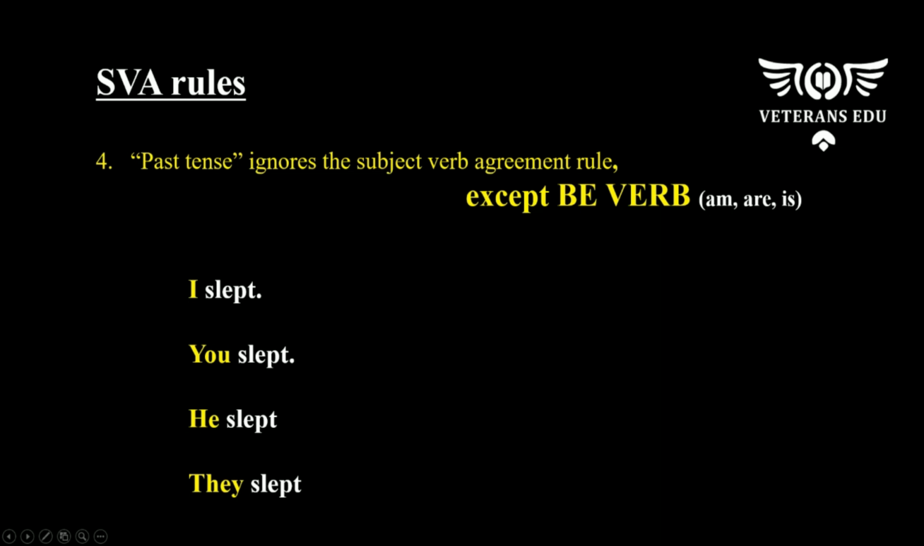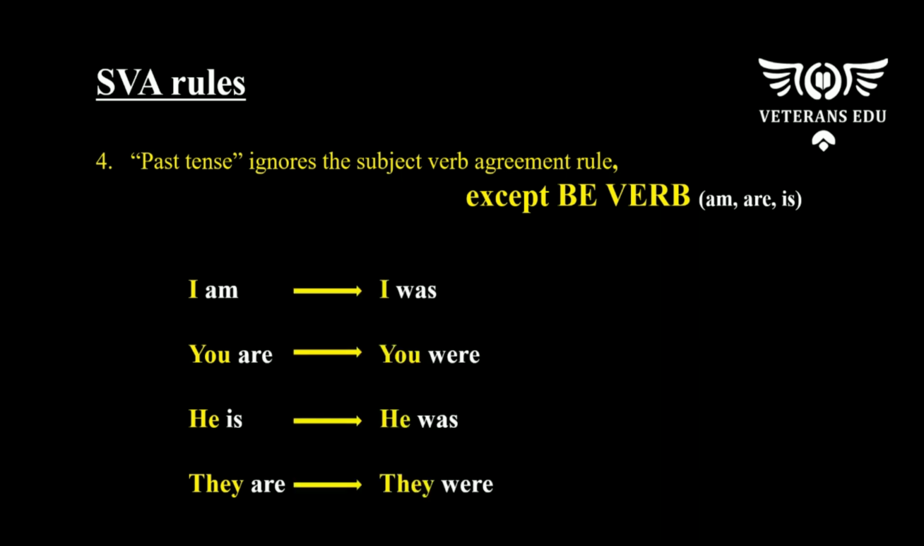Rule number 4. Past tense ignores the subject-verb agreement rule except for the be verb. When you write your essay, you realize that when it comes to past tense, you don't really have to worry about the subject-verb agreement rule. And the only exceptions are be verbs, which are am or is.